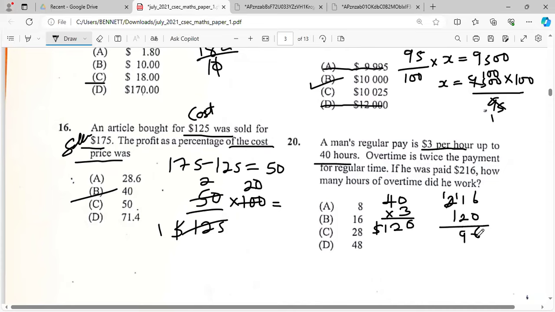This is representing overtime pay. But what would be the rate? It will be twice the regular, right? So it will be twice 3, so the overtime rate will be $6. So we divide 96 by 6, and that will give us our answer in terms of the hours. 6 into 9, 1 time, 6, 1, 6. 3, carry down our 6. 6 into 36, 6 times. So there we have it, 16.